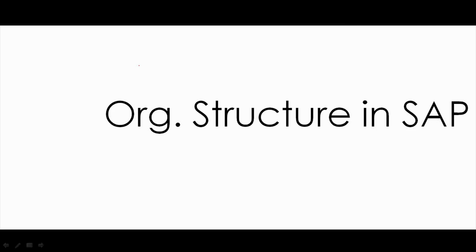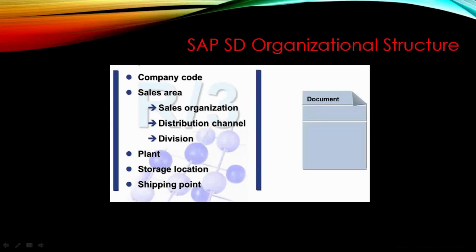Then we have org structure in SAP. What is org structure in SAP? Here you can see an overview of the SAP SD, sales and distribution, org structure. In SD they use a sales area. A few of the org units remain the same for the SD, MM and PP modules. However, all these modules have their own org structure. Here I'm just giving you an overview.